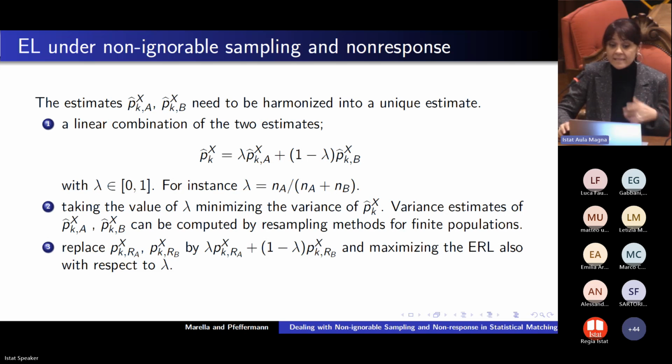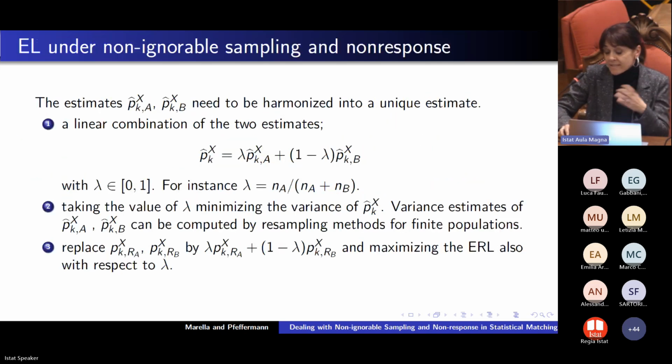Another method, we can take the value of lambda minimizing the variance of this estimator, but this means that we need variance estimates of the two estimators obtained from A and B respectively. And then in order to accomplish this, we can use the resampling method for finite population. And finally, another method is the following. We can replace the empirical likelihood, the respondent model, by this linear combination. But this means that we need to maximize the empirical respondent likelihood with respect to the population parameter, with respect to the response parameter, and also with respect to lambda.